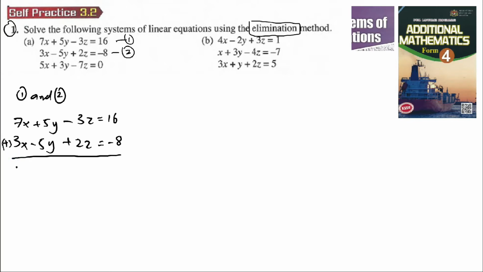So 7 plus 3 is 10x. This one we get 0. Negative 3z plus 2z we get minus z. 16 minus negative 8, so 16 plus 8, we get 24... So this one is the third equation. So this one is the fourth equation.